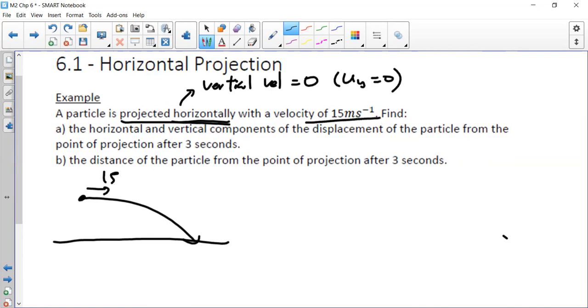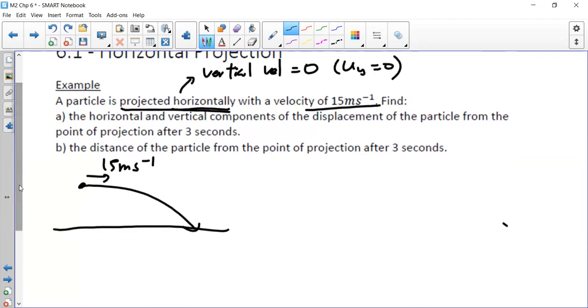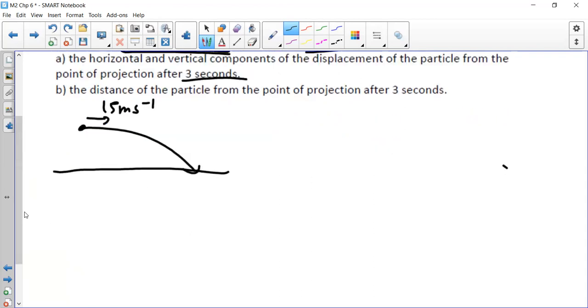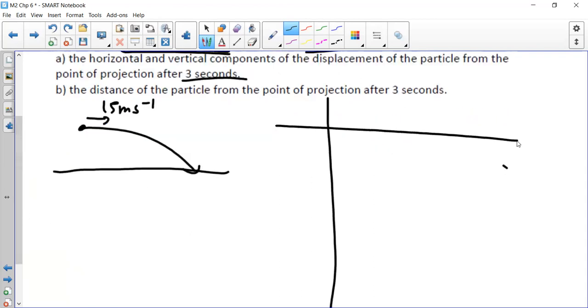That means 15 meters per second. Part A, find the horizontal and vertical components of the displacement from the point of projection after 3 seconds. So let's do it. Projectile method, double SUVAT.